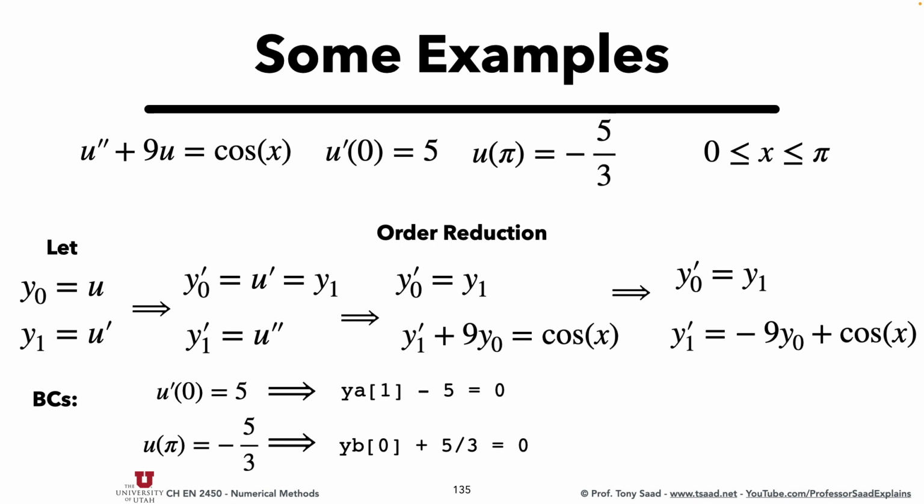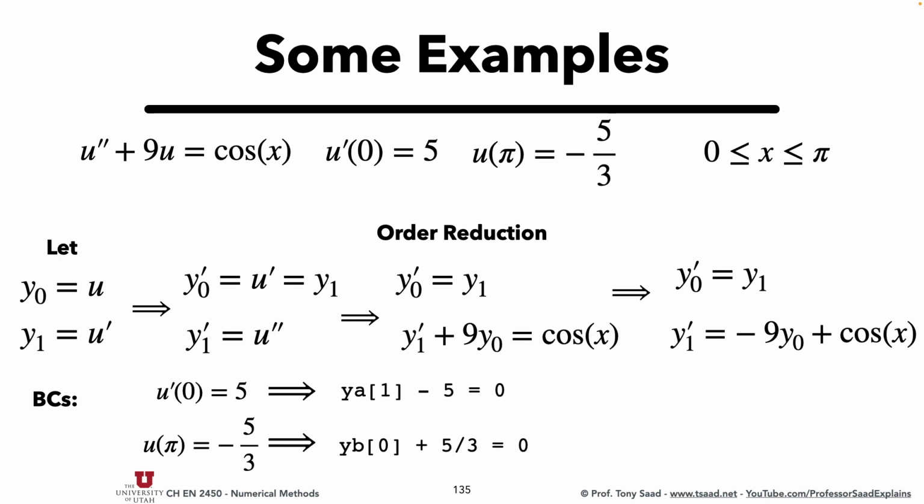If you differentiate this, that's the next step. You take these and differentiate them. So y0 prime is u prime, but u prime is y1. So that's y0 prime is y1. That's your first ODE. Okay? Now y1 prime is u double prime, right? And nothing magic here, just taking the derivative of the entire equation.